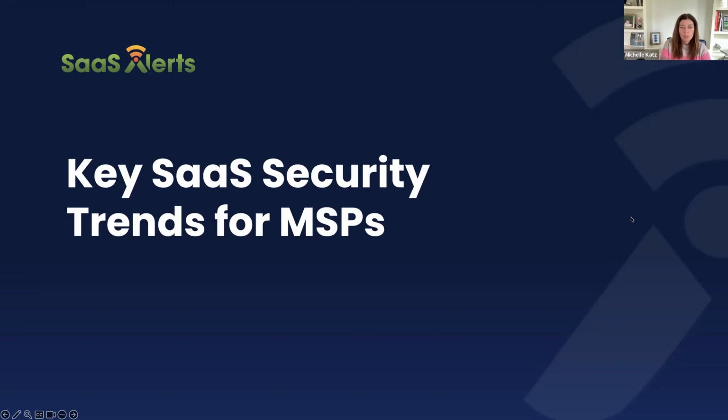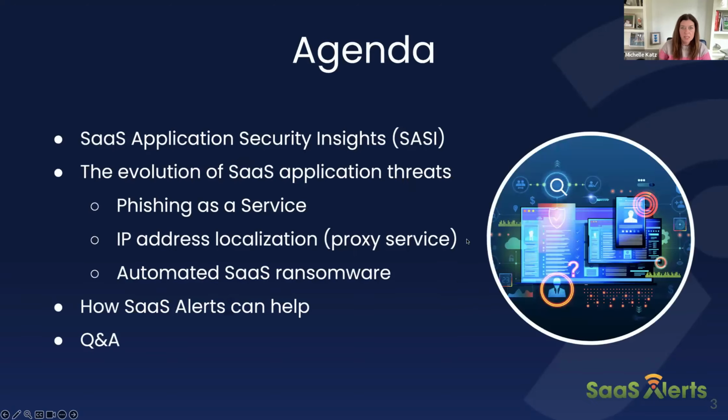So let's kick things off by taking a look at today's agenda. First, we're going to take a look at some updates to our SaaS Applications Security Insights, or SASI report. That's a report that we put out once a year. It goes over different events that we see in SaaS Alerts. So these are real threats, and we're going to take a look at ones we've seen in the last 8 months or so. So just give you an update on that.